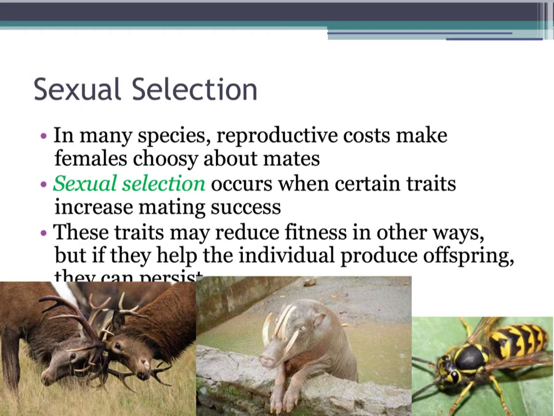And sexual selection is where certain traits increase mating success. You can see here we've got these boys, what are they called? Deer or moose or something. And they're fighting for the lady. Whichever one is stronger and has better antlers is going to win that fight. Same goes for him. He's got tusks as well that are going to help him if he needs to fight for a lady.